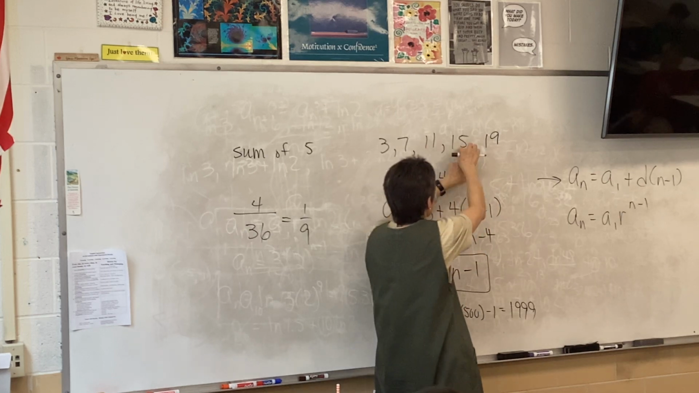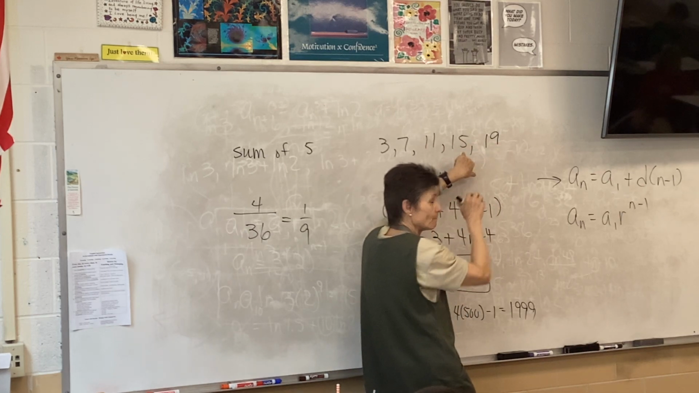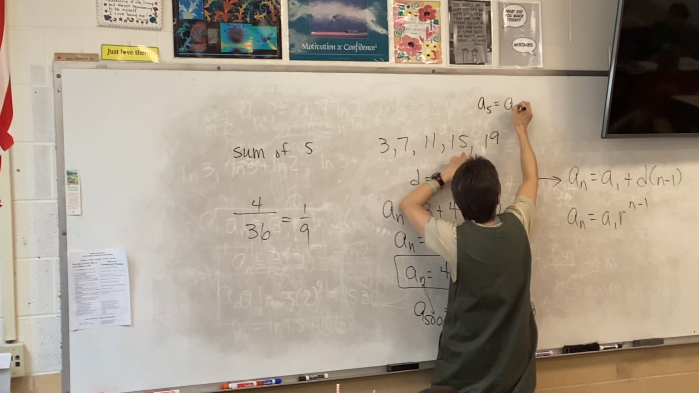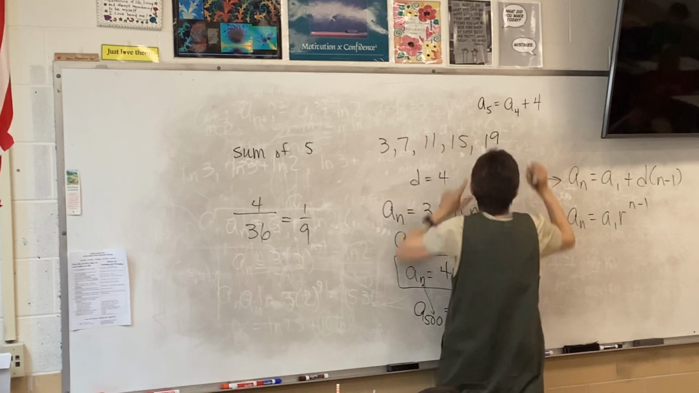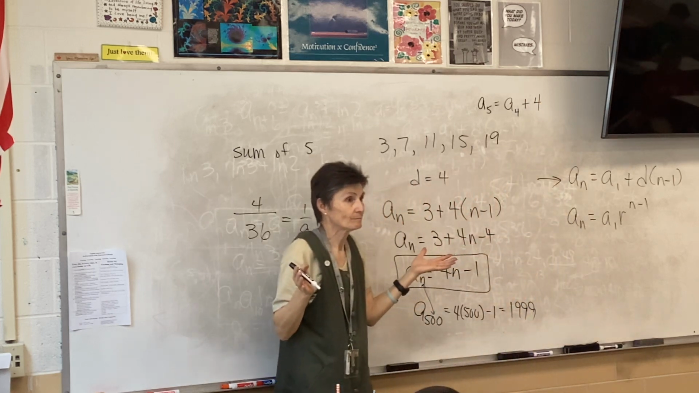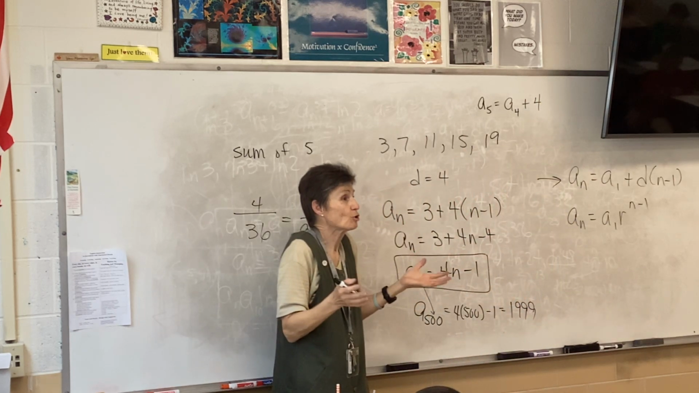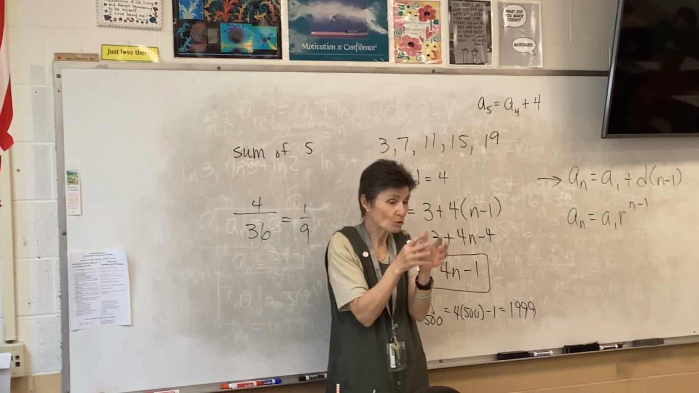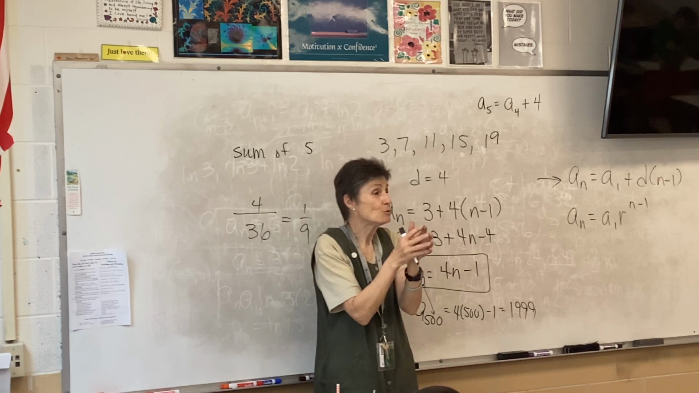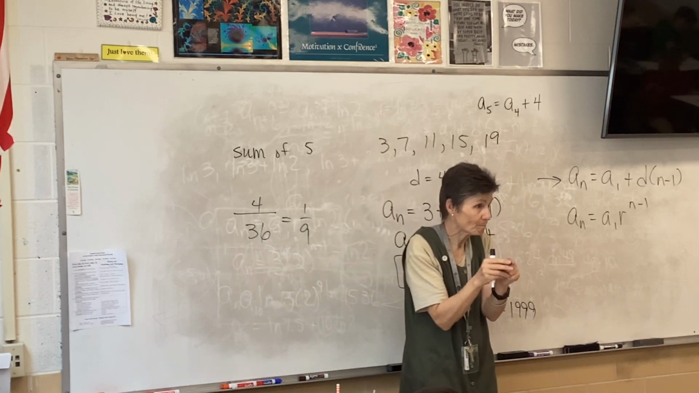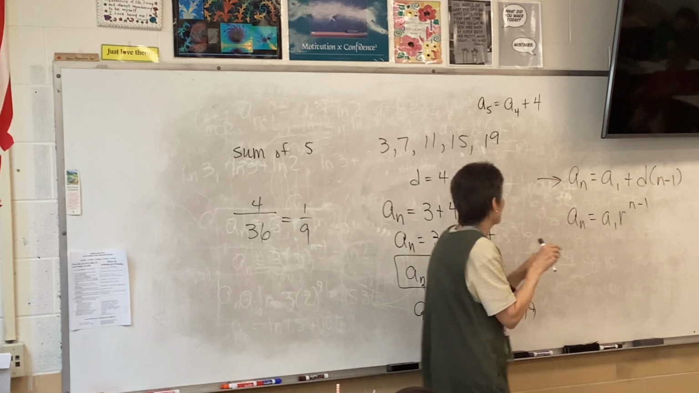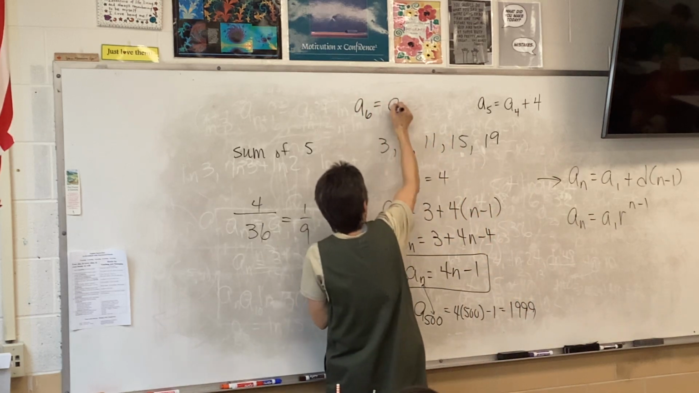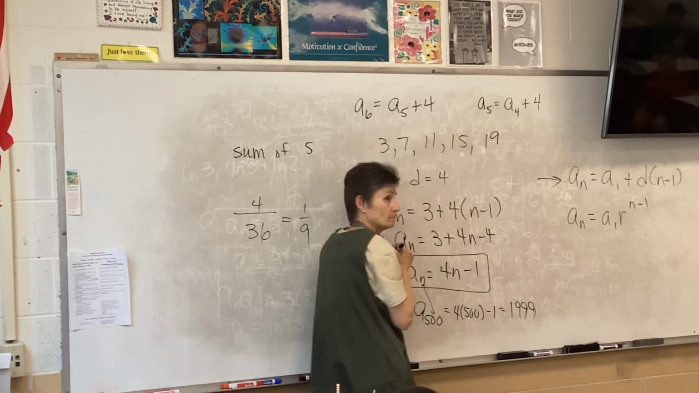So 1, 2, 3, 4, 5. This was the 5th term. And you said the 5th term is simply the 4th term plus 4. Would everybody agree with that? That's what recursive means. Recursive means you take a term wherever you are right now, and you do something to that term to get the next term. So would you agree that the 6th term will be the 5th term plus 4?